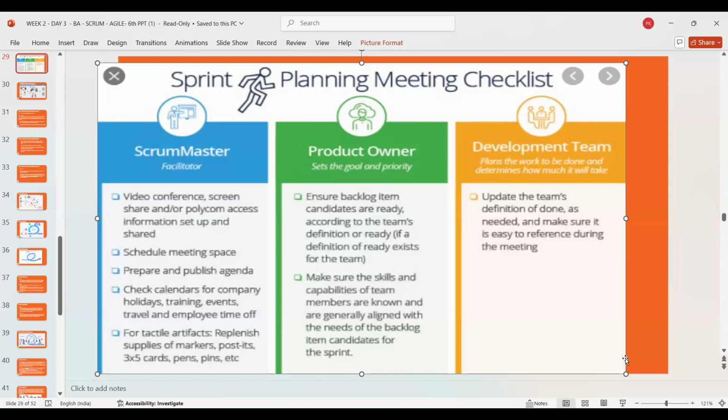As the name suggests, he is the facilitator. That means he or she is the one who should be carrying out the sprint planning meeting. So for that, what are the essential things?